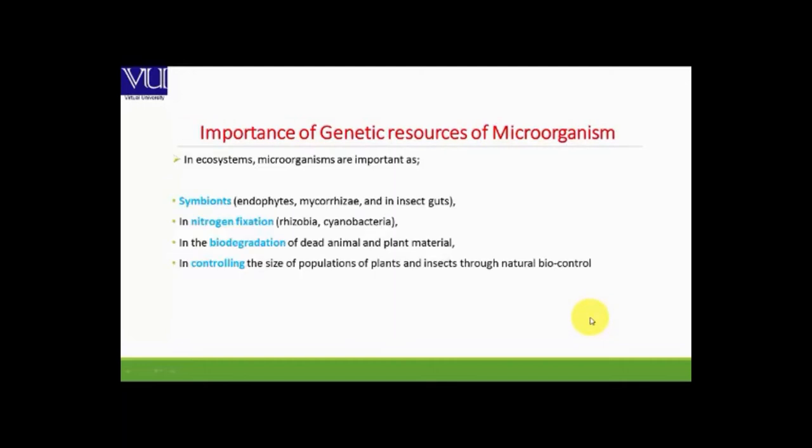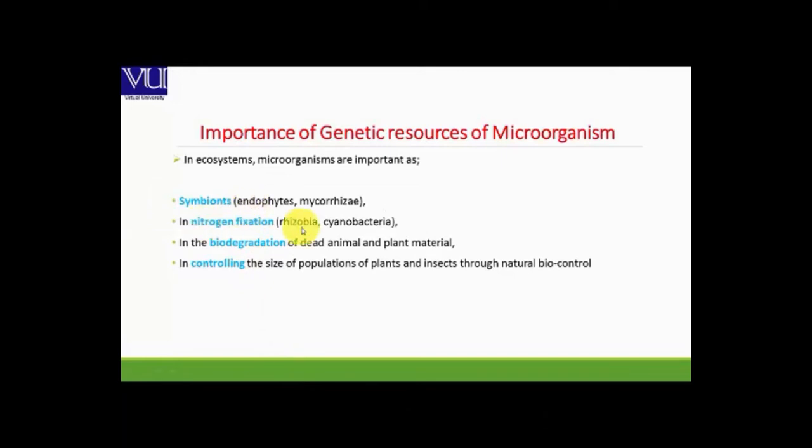Microorganisms play a very important role in the ecosystem. For example, these microorganisms play the role of symbionts. Symbiosis is a mutually beneficial relationship between two different organisms in which both organisms get benefits from each other. For example, endophytes and mycorrhiza are examples of this type of relationship.